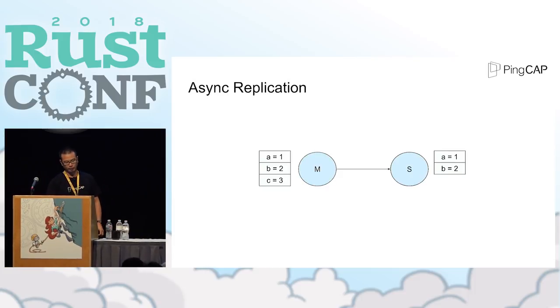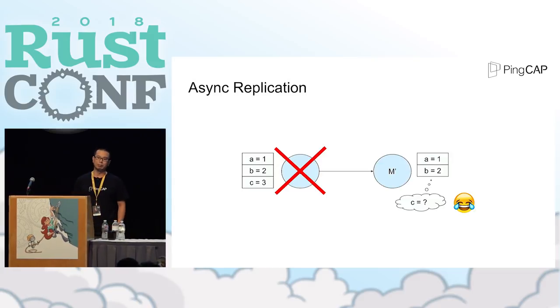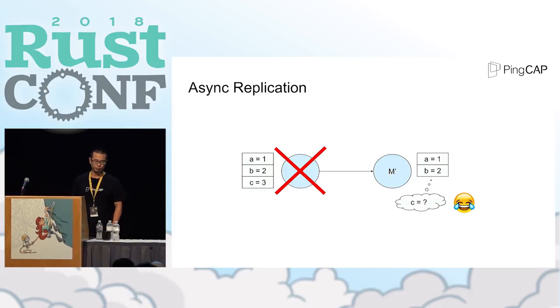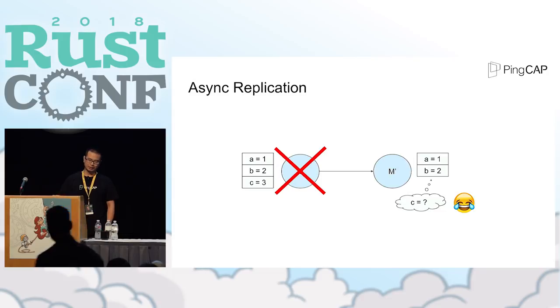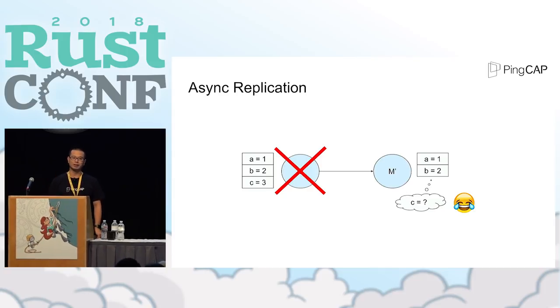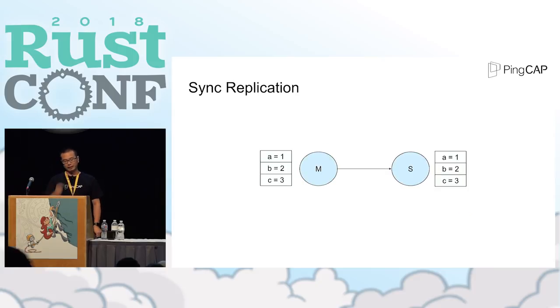But as you can see, a single replication has a problem. Because the replication is asynchronous, sometimes the slave doesn't have the latest data if the master is down and the slave is promoted to the new master. We found that the slave doesn't have the newest data. So at this point, the slave had A and B, but we lost C. This is not acceptable in some critical database scenarios. So how can we solve this problem?